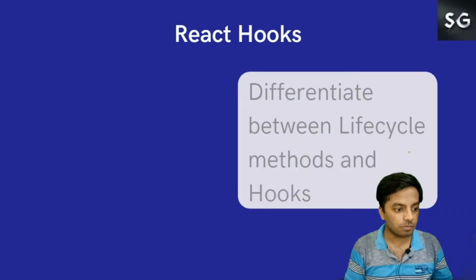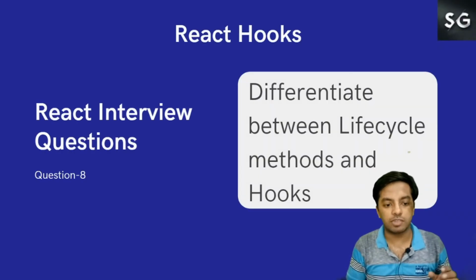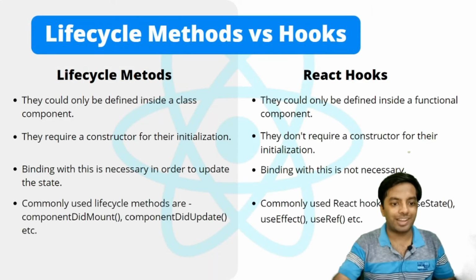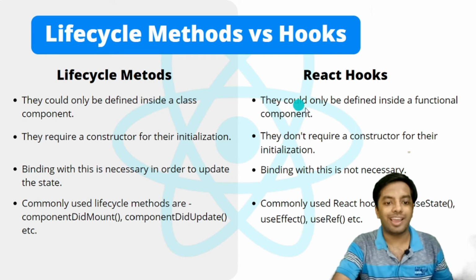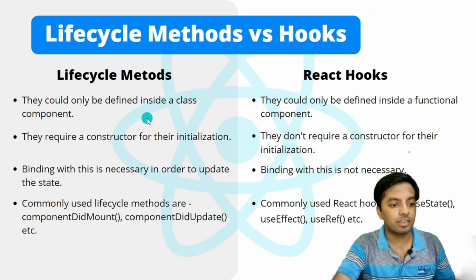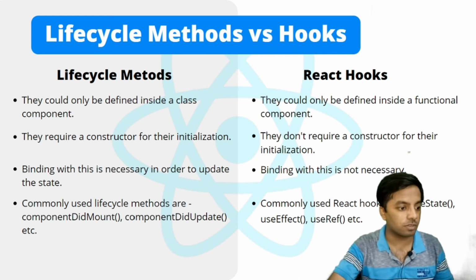Okay. So with this we come to the last question. Differentiate between lifecycle methods and hooks. So lifecycle methods could only be defined inside a class component, we know, and React hooks are only defined inside a functional component. Lifecycle methods require a constructor for their initialization. Yeah, we know that. React hooks don't require a constructor for their initialization. We have seen that we don't need a constructor to initialize the React hooks.